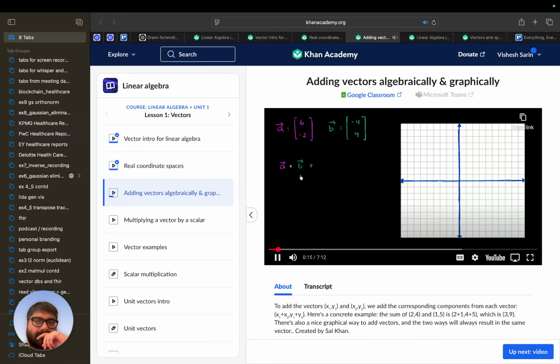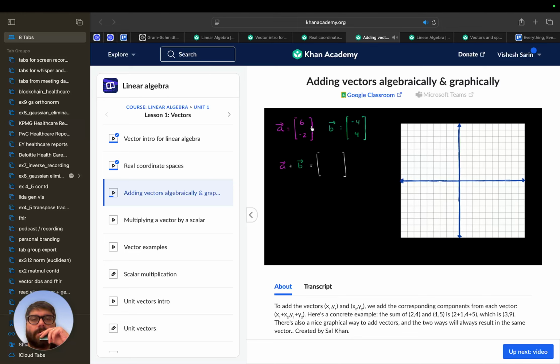plus vector B. Well, one thing that might jump at your mind is, look, each of these are two-dimensional. They both have two components. Why don't we just add the corresponding components? So for the sum, why don't we make the first component of the sum just the sum of the first two components of these two vectors? So why don't we just make it 6 plus -4? Well, 6 plus -4 is equal to 2. And why don't we just make the second component the sum of the two second components? So -2 plus 4 is also equal to 2.